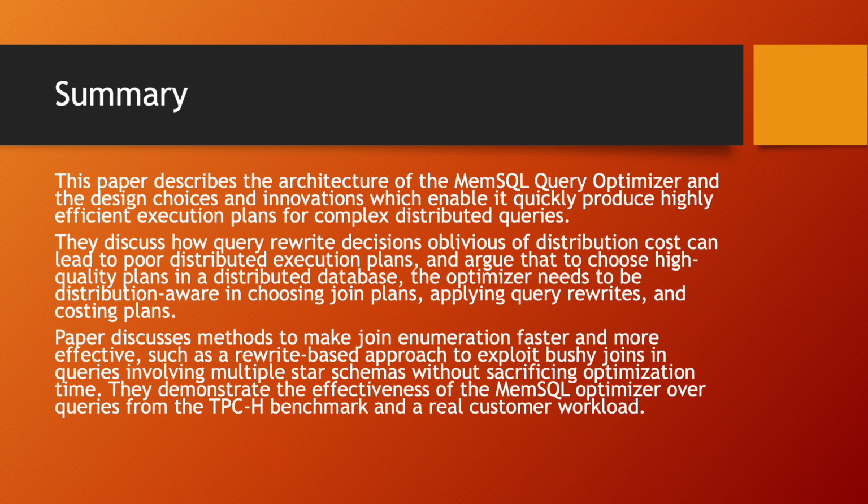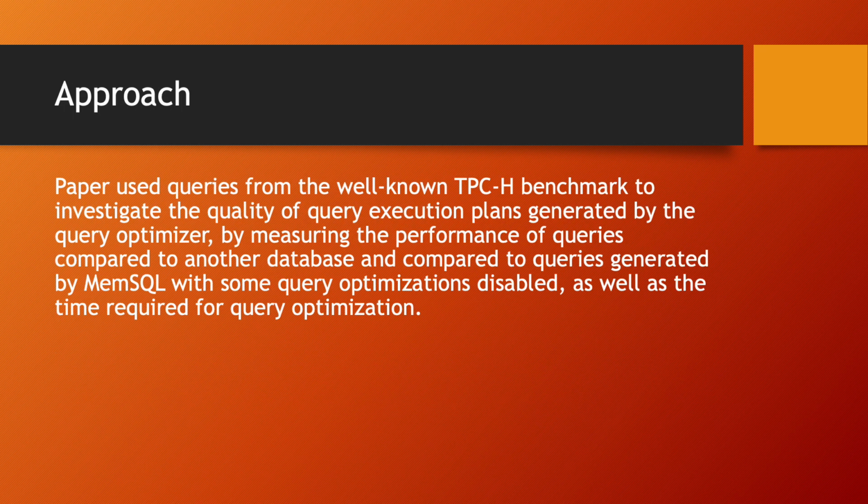The paper discusses methods to make join enumeration faster and more effective, such as a rewrite-based approach to exploit pushy joins in queries involving multiple star schemas without sacrificing optimization time. They demonstrate the effectiveness of the MemSQL optimizer over queries from the TPCH benchmark and a real customer workload.